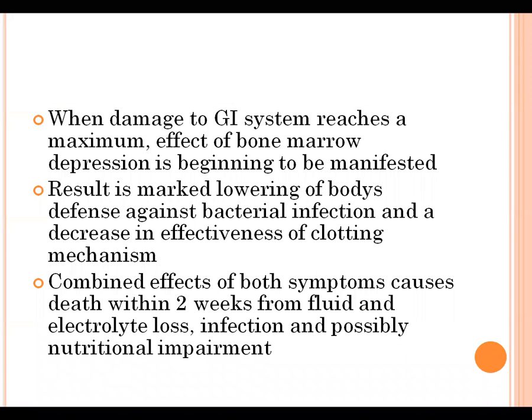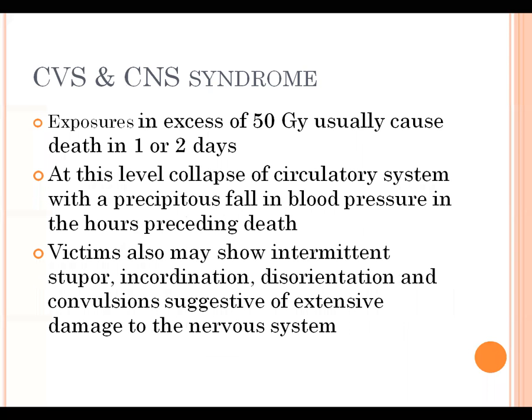When the damage to the GIT reaches the maximum, it affects the bone marrow and causes depression of the bone marrow, which is the beginning of the manifestation. It results in a marked lowering of the body's defense mechanism, so there will be more chances of bacterial infection to grow and a decrease in the effectiveness of the clotting system, and the combined effect of both systems causes death within 2 weeks from disturbed electrolyte balance, fluid loss, infection, and possibly nutritional impairment.